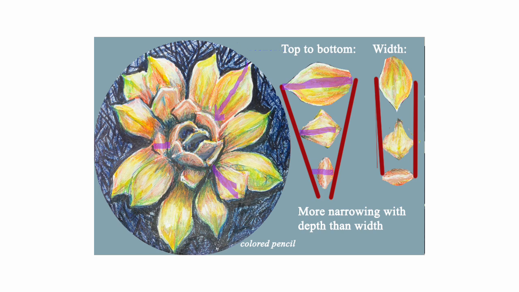Now, the width is this way. And so we see it here. We see the width here. And we see the width here. So you can see that going from top to bottom has much more narrowing than when we just look at the width.